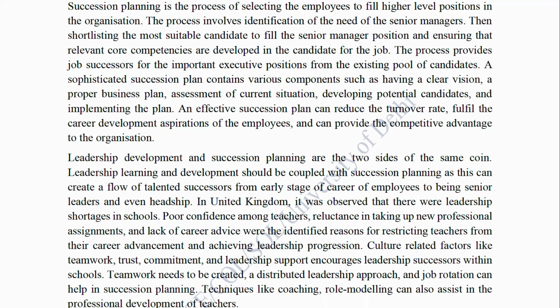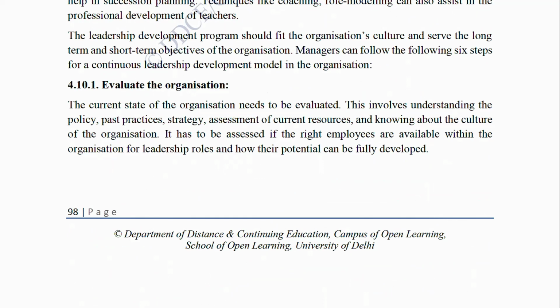Culture-related factors like teamwork, trust, commitment, and leadership support encourage leadership succession within schools. Teamwork needs to be created. A distributed leadership approach and job rotation can help in succession planning. Techniques like coaching and role modeling can also assist in the professional development of teachers. The leadership development program should fit the organization's culture and serve the long-term and short-term objectives of the organization. Managers can follow the following 6 steps for a continuous leadership development model in the organization.